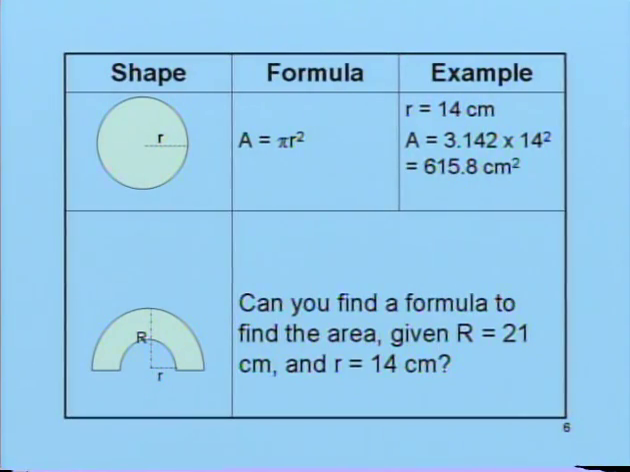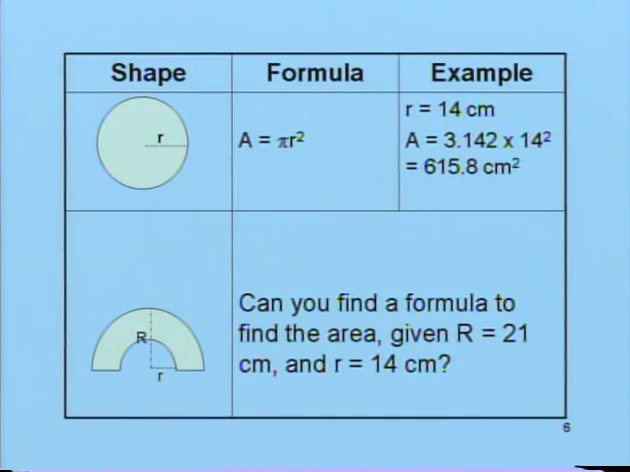Let's look at the circle. The formula for finding the area of a circle of radius r is A is equal to pi r squared. That is pi multiplied by r multiplied by r. If r is equal to 14 centimeters, then the area can be expressed as 3.142 times 14 squared. When worked out, will give us 615.8 centimeters squared.